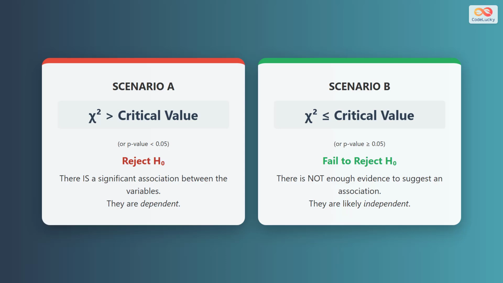Finally, we make a decision. If our calculated chi-square value is greater than the critical value, or if our p-value is less than 0.05, we reject the null hypothesis. This means we have evidence of a relationship. If the value is lower, we fail to reject the null, meaning we don't have enough evidence to say the variables are related.